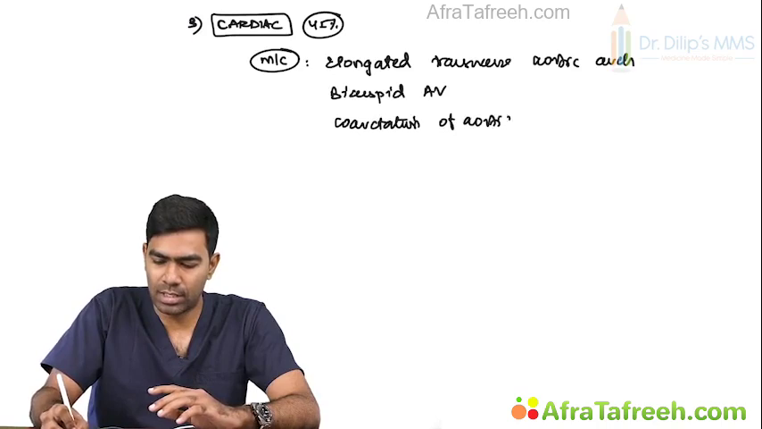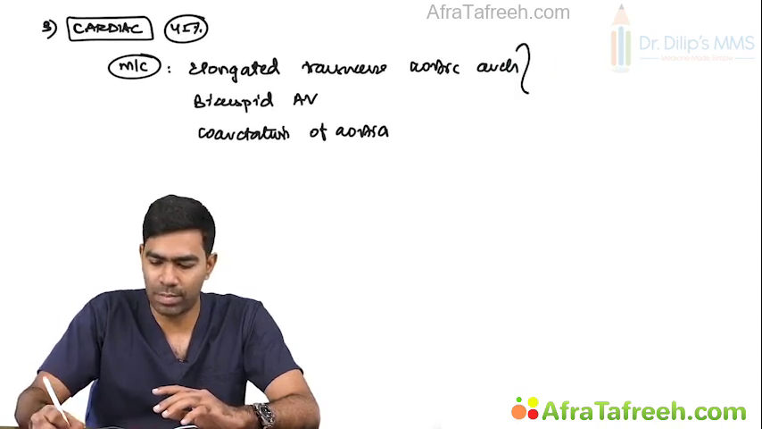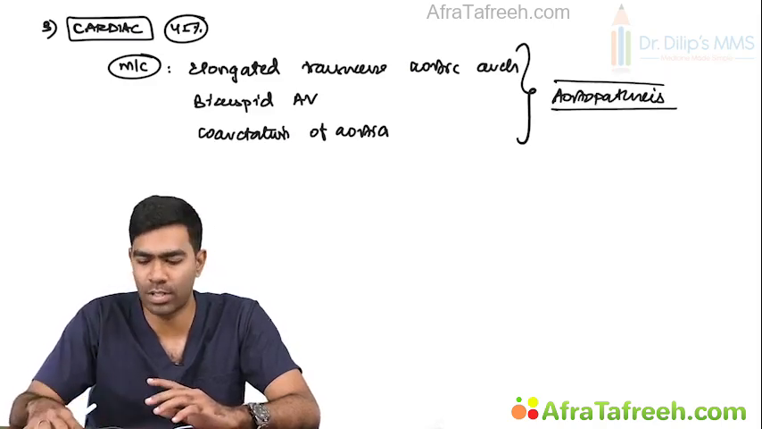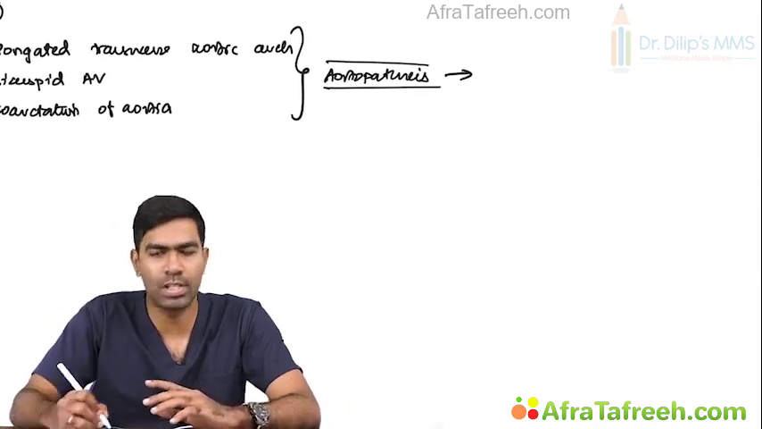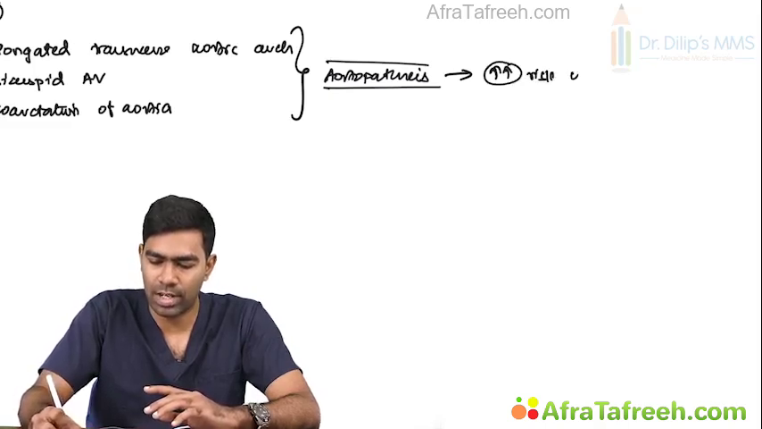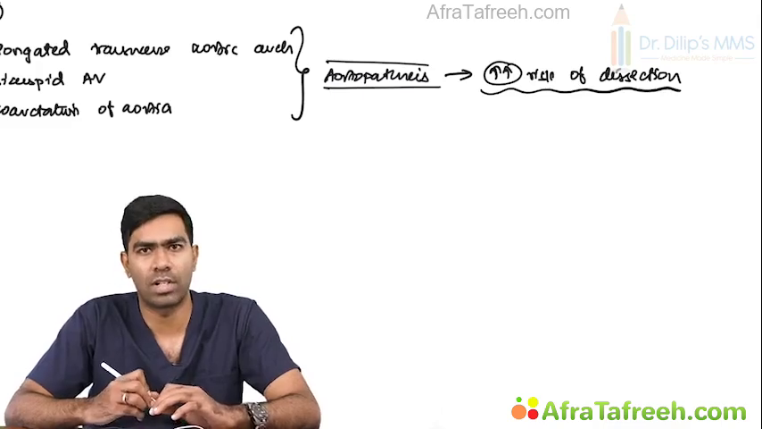Remember, this is what together we call the famous aortopathy. The majority of Turner's problems will be left-sided problems, not right-sided problems. This is what we refer to as aortopathies, and these aortopathies put these patients at extremely high risk for aortic dissection. So remember, this is one of the important causes of death in patients with Turner syndrome.